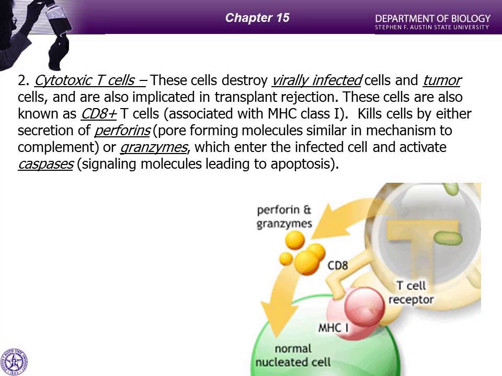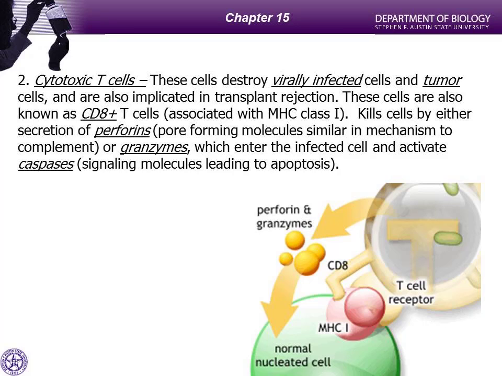kill these infected cells or cancerous cells is by producing chemicals that are kind of like granzymes. These are enzymes that can be secreted across space and can begin to break down the cell. I like to think of it like a hand grenade. They can also create and secrete proteins that form pores, much like our attack complex and our complement cascade. These protein channels insert themselves into the plasma membranes of the damaged cell, and it loses its cytoplasm and dies.